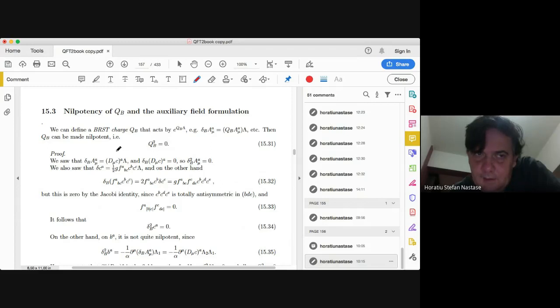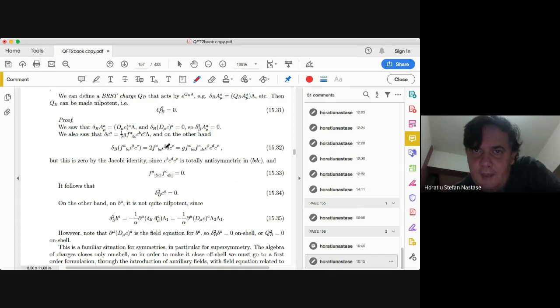So QB must be so-called nilpotent, that is, it must square to 0. That means that varying twice any field gives 0. So first, let's see it on A. If I vary first the gauge field, I get d mu c lambda. Then I vary one more time this d mu c lambda. But we've seen already that the variation of d mu c is equal to 0. So that means that the second BRST variation of the field A is equal to 0.